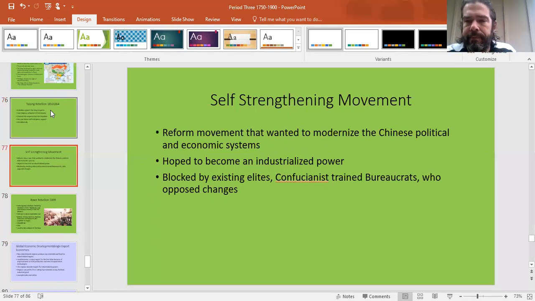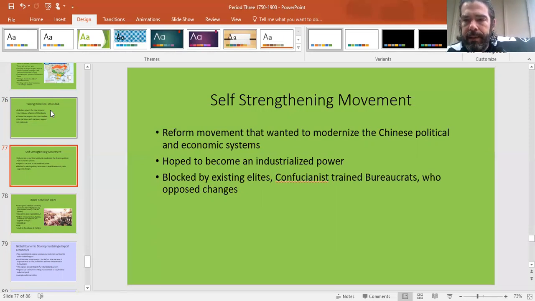After the Taiping Rebellion, you see a movement in China called the Self-Strengthening Movement. The Self-Strengthening Movement is a group of reformers, similar to what we saw in Japan. That's like, guys, we have got to do something.